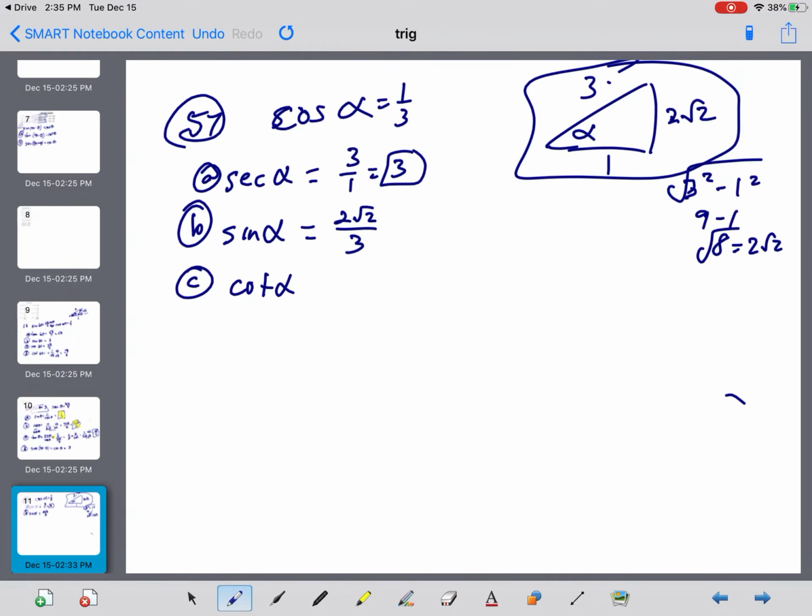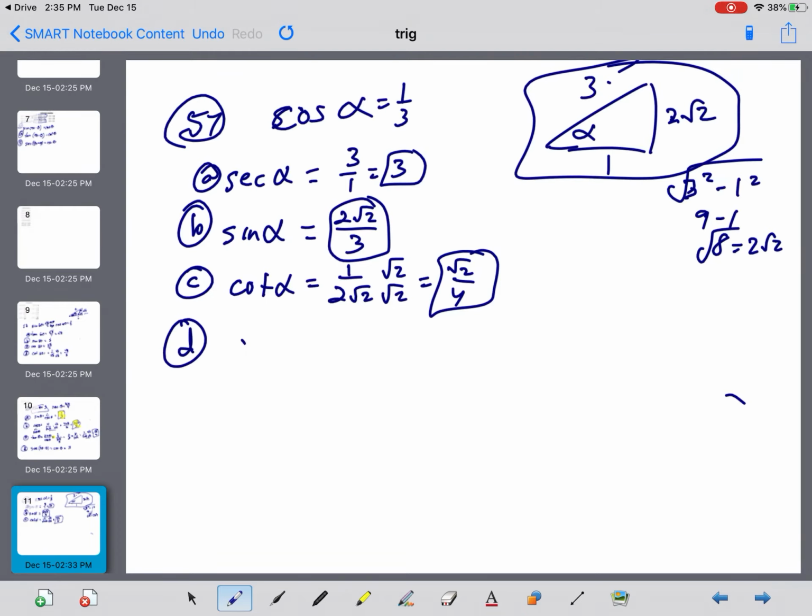All right, cotangent sigma. Now, this would be adjacent over opposite. So it'd be 1 over 2 radical 2. Got to simplify that radical 2 out of there. So that's going to be radical 2 over 4. All right, for that answer.